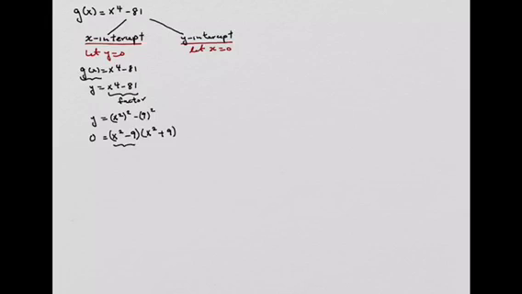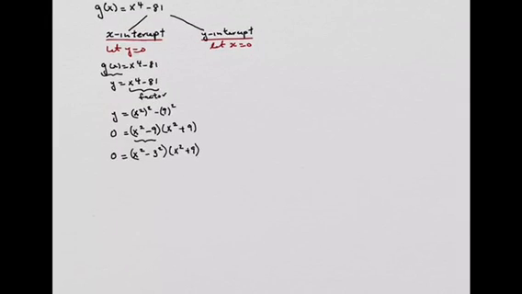And then this here is also a difference of squares, so 0 is equal to x squared minus 3 squared times x squared plus 9. So there's no sum of squares, so we can't factor that portion. So 0 is equal to x minus 3 times x plus 3 times x squared plus 9. And since this cannot be factored anymore, we set each factor equal to 0.